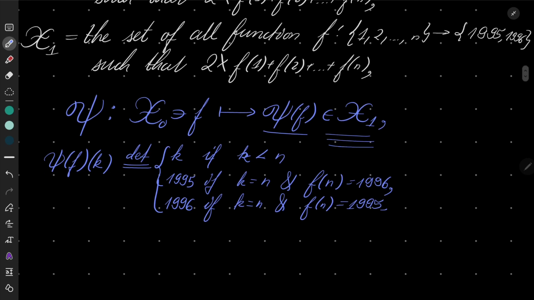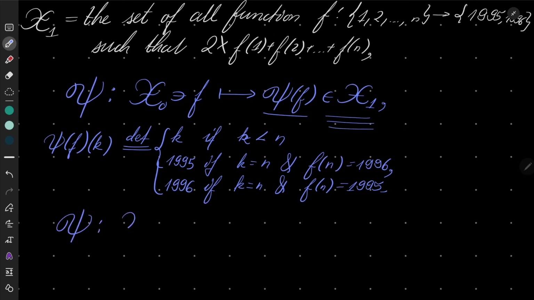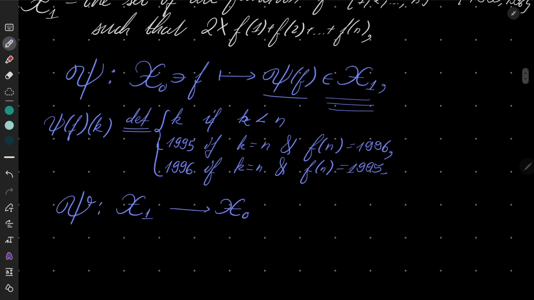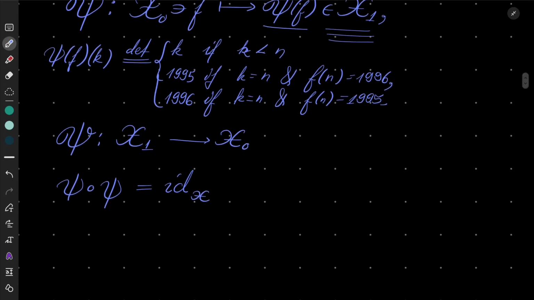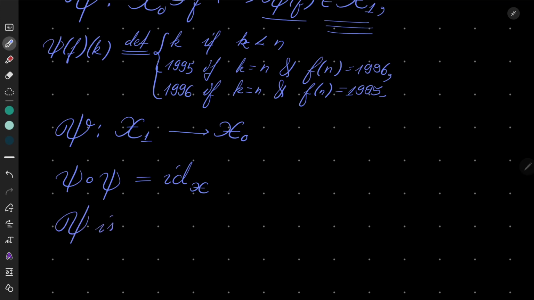Moreover, this function is a bijection. Why? Because let's notice the following fact, that if I consider the same function on the set X1 to X0, it's given by the same formula. Let's notice that psi composed with itself is just the identity of our set. Because if we change twice the last value, it goes back to its original form. So let's summarize. Psi is a bijection.